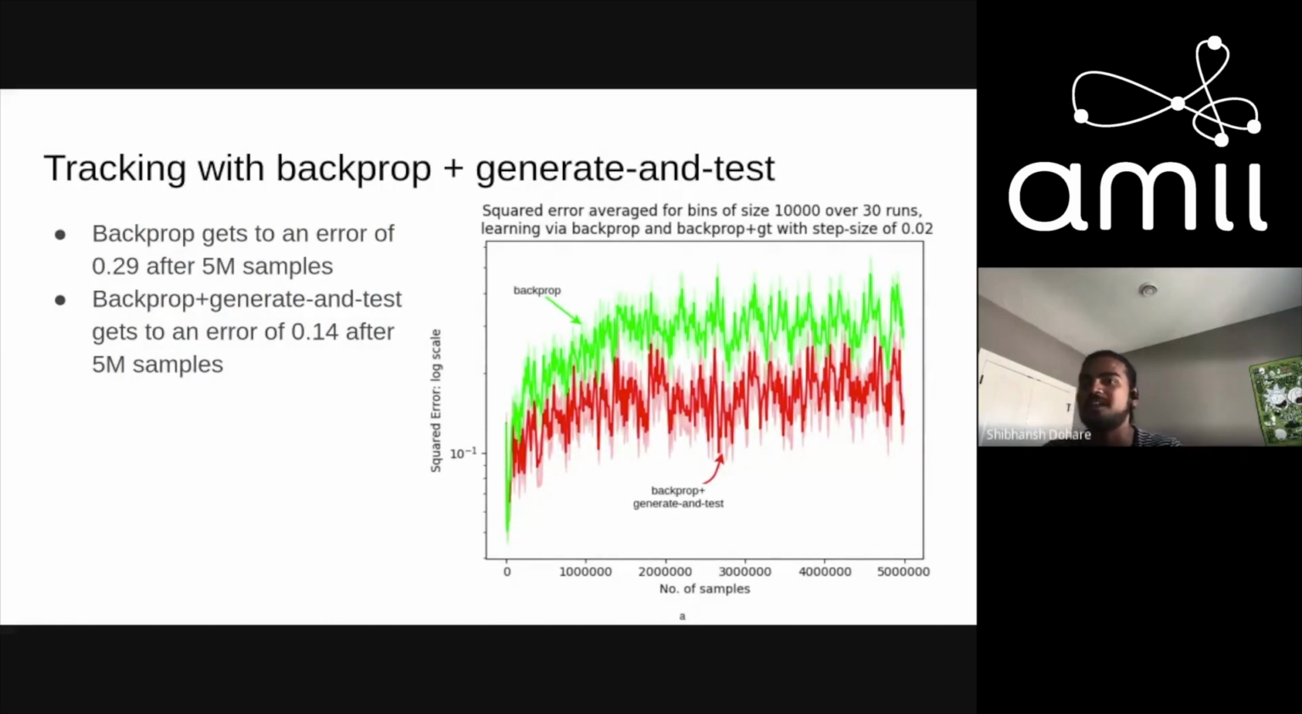If you're just doing IID, then it's not clear if adding anything like generate and test will be very helpful. And if the stream is just temporally coherent, but the function is not too complex, then maybe eventually we can converge to a very good solution.